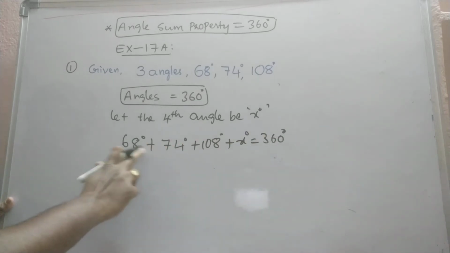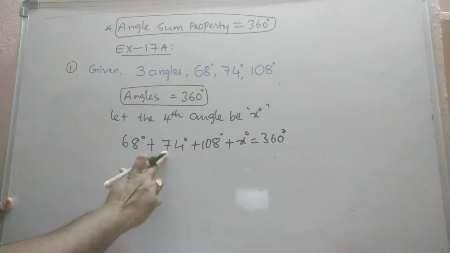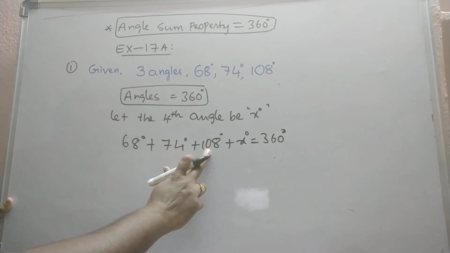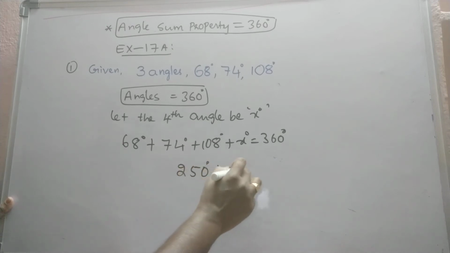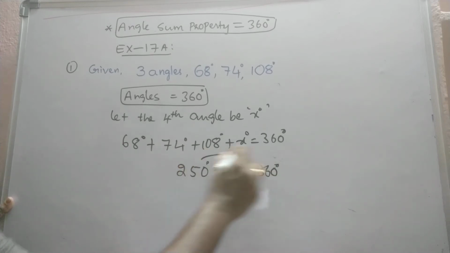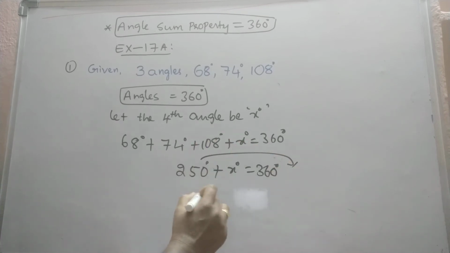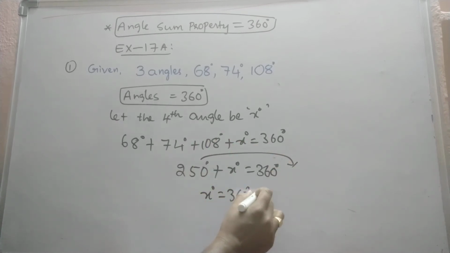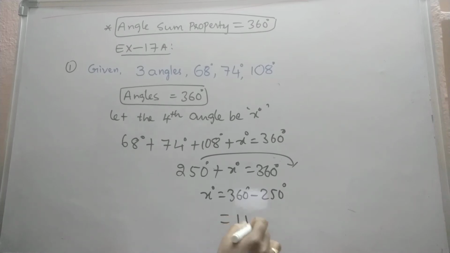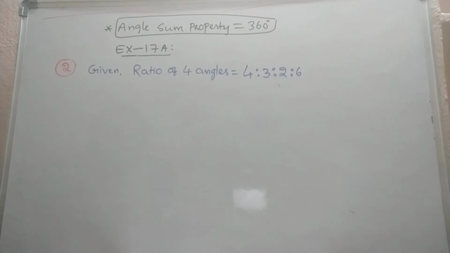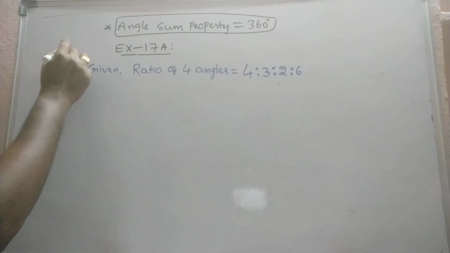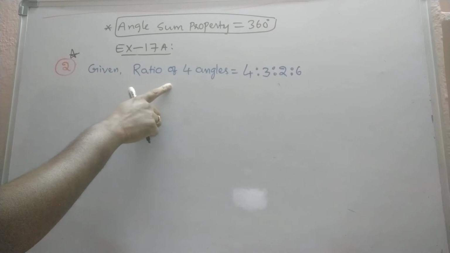Now add it. 68 plus 78 is equal to 146... 142 plus 8, 150 plus 100, 250. So 250 degrees plus x degrees is equal to 360. Transpose and subtract 250. X is equal to 360 minus 250 degrees, so that is equal to 110 degrees. So the fourth angle is equal to 110 degrees. Like this we can calculate. Simple question. Next, question number 2 is important. There is a chance of this question being asked in exams.